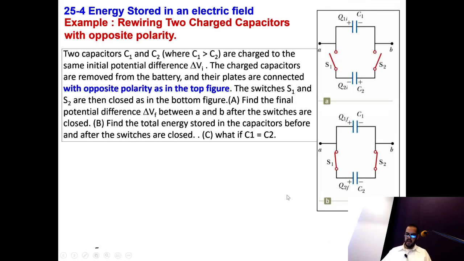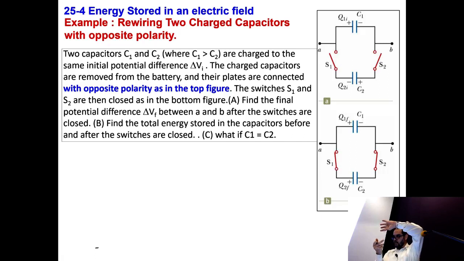Now we're going to do the same thing, except we're going to attach positive polarity to the negative polarity. This is the positive polarity and this is the negative polarity of the second capacitor, and that's how we're going to attach them. The question is still the same: find the final potential difference delta V final between A and B after the switches are closed. The way I'm going to do it is a little different from the way in the book, and I think it makes more sense.